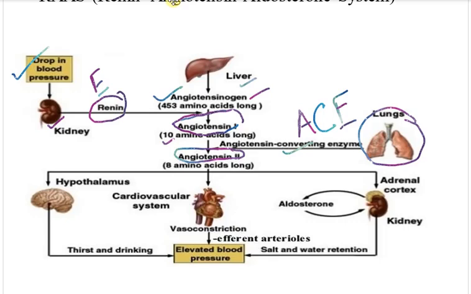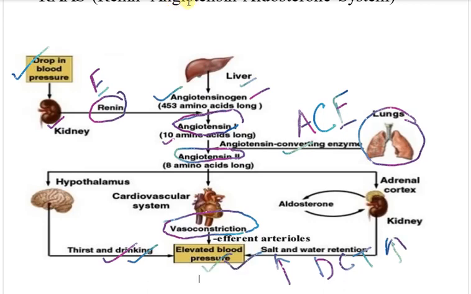It tells the hypothalamus, it stimulates the thirst sensors and increases your thirst, and as a result you try to drink water. It also does vasoconstriction. What is this? Very easy thing. Simply it helps to constrict the blood vessels and tells the adrenal cortex to release aldosterone. Aldosterone, what it does, in the DCT or distal convoluted tubule, it increases the salt and water retention. As a result, elevated blood pressure.